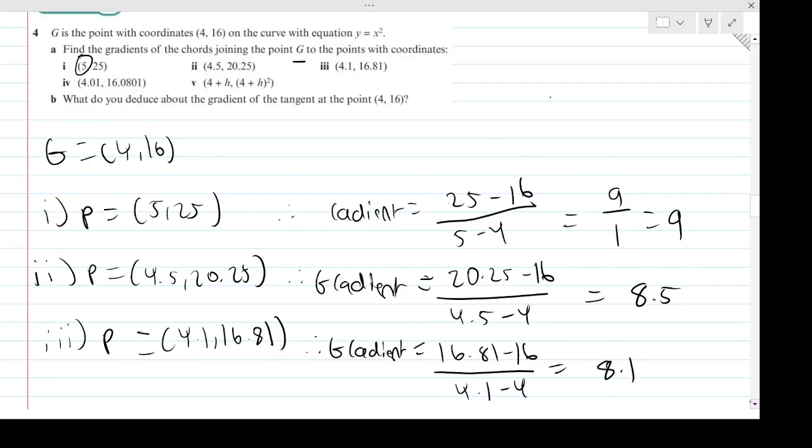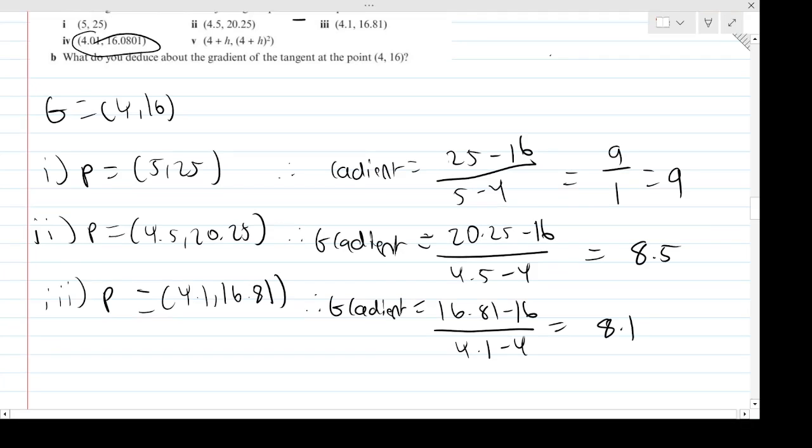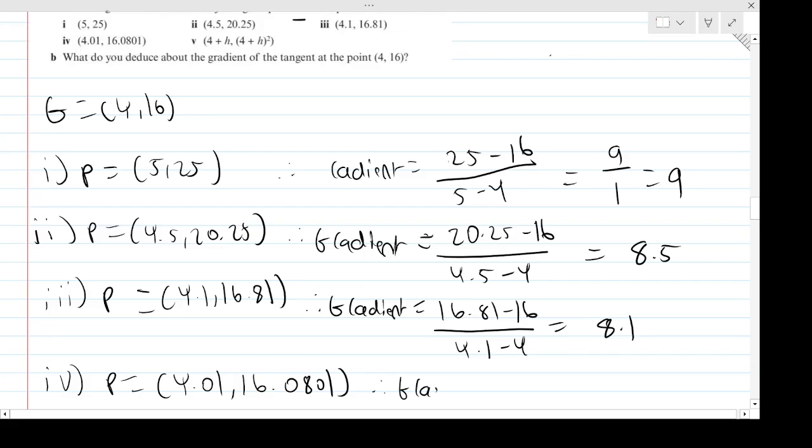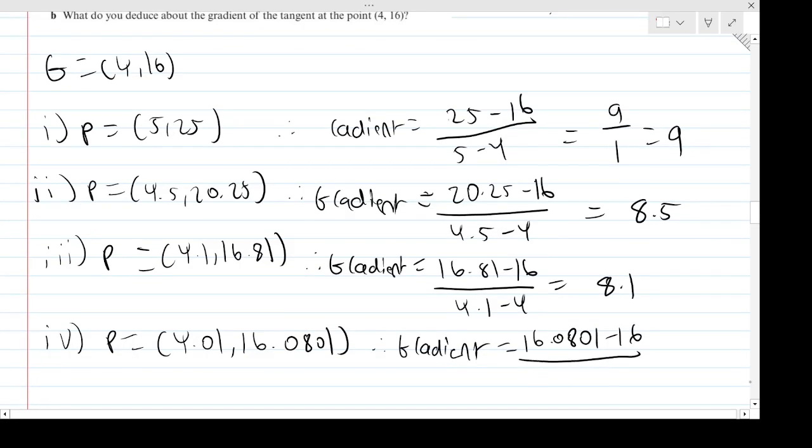That would be 8.1. So if I do the same for the fourth point, now P is (4.01, 16.0801). So the gradient between G and P in this case is going to be 16.0801 take away 16 over 4.01 take away 4. If I do that, I get 8.01. So again, notice what's happening to the gradient, sorry.